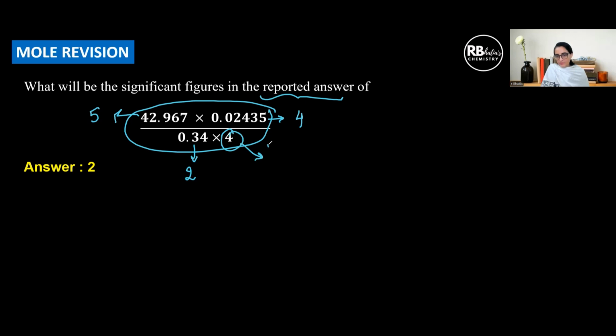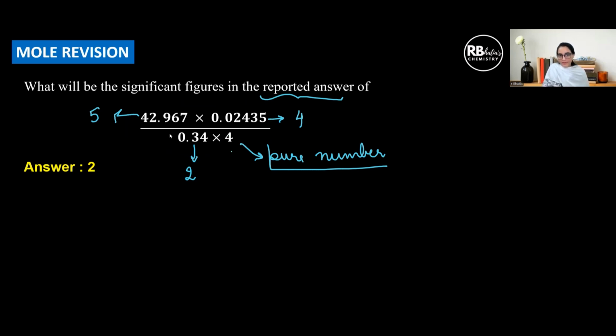And this is a pure number. Children, a non-decimal number is considered to be a pure number. And the number of significant figures in this are not counted while deciding our result. So we will use this number while doing the calculation. Like we are going to multiply these 2 numbers and then divide with these 2 numbers. But while deciding significant figures, we will not consider the significant figures in this. So out of this and this number, 2 is the least number of significant figures. So our reported answer will also have 2 significant figures.